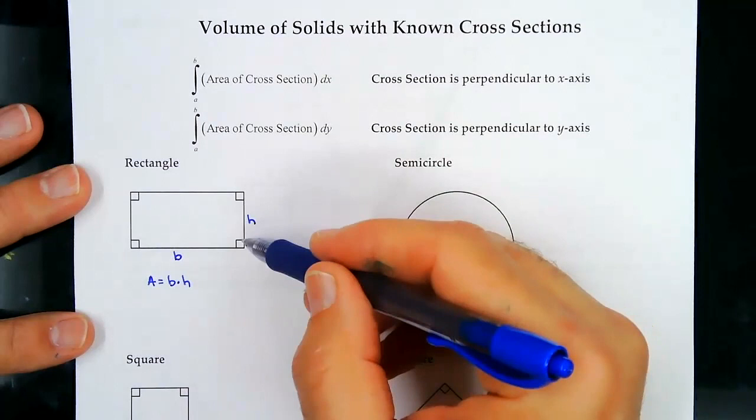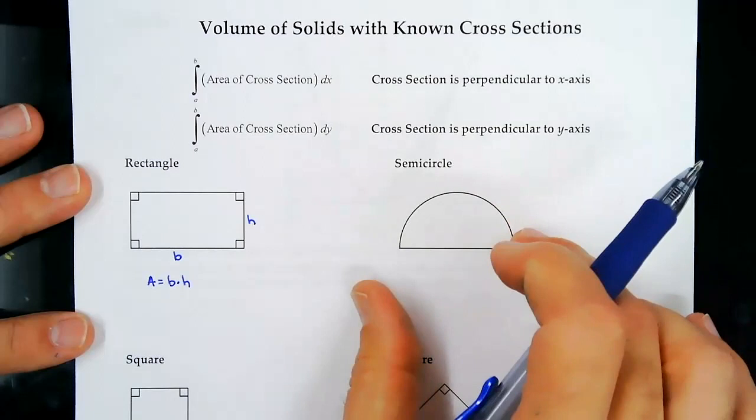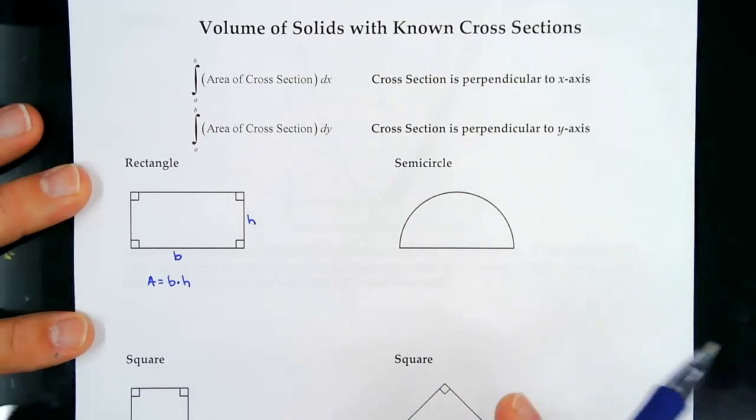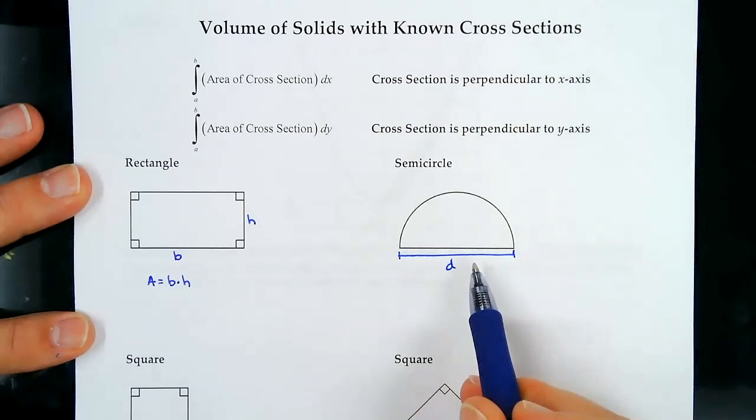And then they tell you how to get the height. Sometimes it's half the base. They'll tell you somehow how to get the height, because if it's a rectangle, these are going to be different, okay? For a semicircle, it's going to be the diameter that is sitting in that region, sitting on the XY plane. And then this would be the diameter. Okay, so we're going to have to use the diameter in order to find this area.